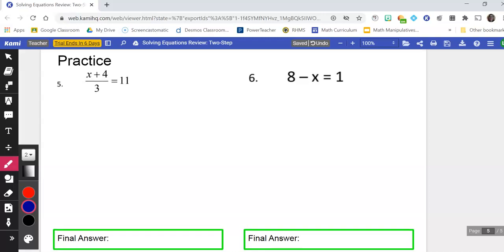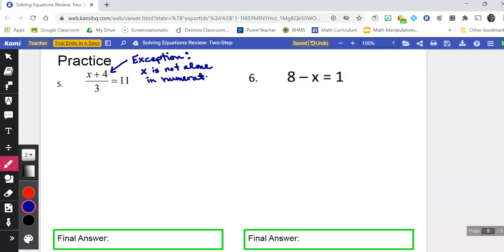Now if we look, number 5 is a little different than the ones we've done with fractions before. Okay, you notice how x is not alone in this numerator here? So this right here is one of our exceptions. So how I told you guys we'd always do addition and subtraction first and then multiplication and division, this one is an exception. So x is not alone in the numerator.